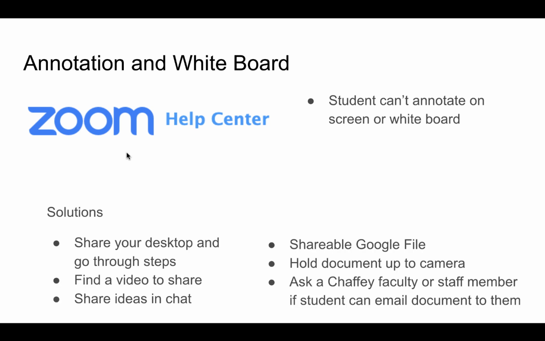There are a couple of solutions. First, you can share your desktop and go through the steps in terms of how to annotate or activate the whiteboard. You could also find a video online to show them how to do this. If annotation and the whiteboard don't work, then share some ideas in chat, or try sharing a Google file where you both can annotate on it at the same time. A student can always hold their document up to the camera, and again, if you'd like, the student can email their document to a Chafee faculty or staff member to forward to you.